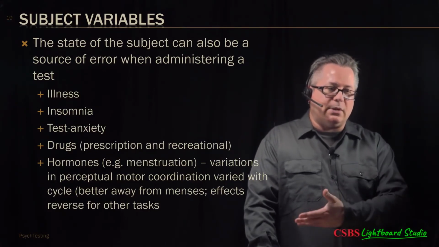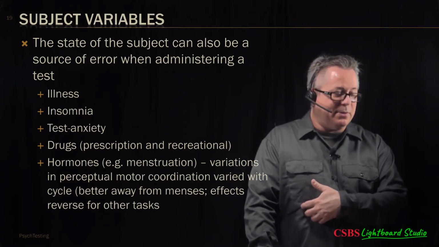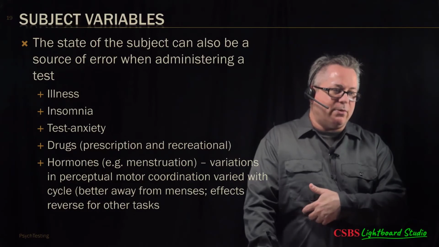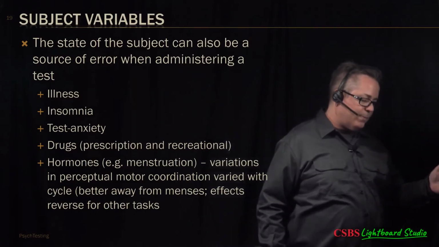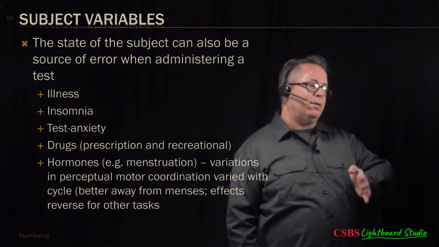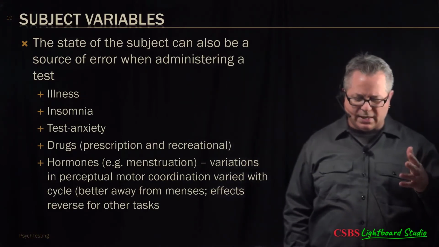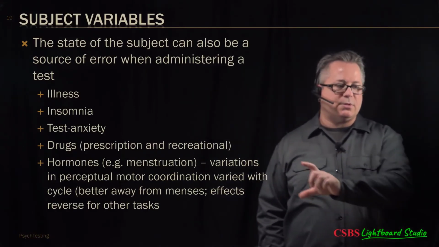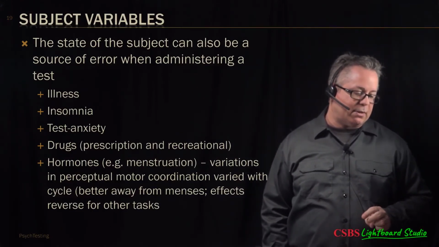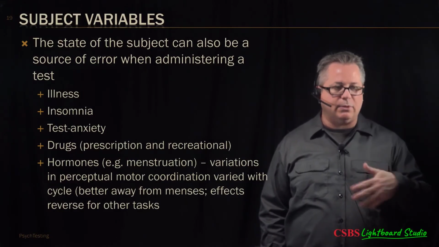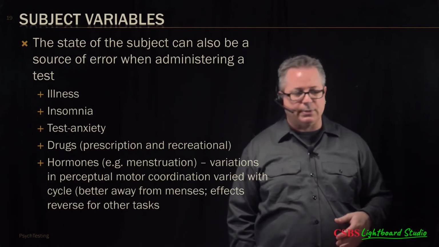But what they're claiming, and I don't have the reference here, I could find it if you're interested, is that variations in perceptual and motor coordination varied with cycles. So the farther away the woman was from having her period, the less effect there was, and the effects would get more the closer she got. I'm not sure how much weight I put into that, but it's definitely possible, and I know women have reported changes in all kinds of things around their cycle, so it's very possible this is true too.